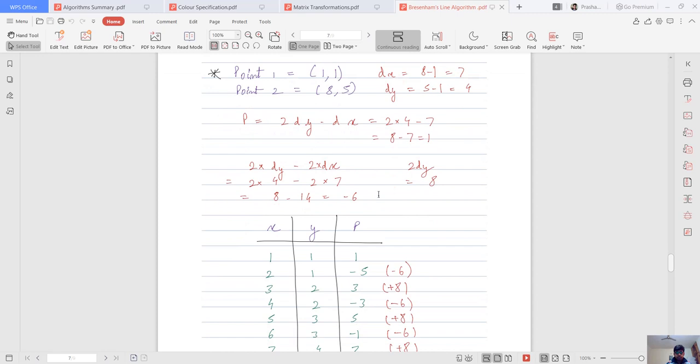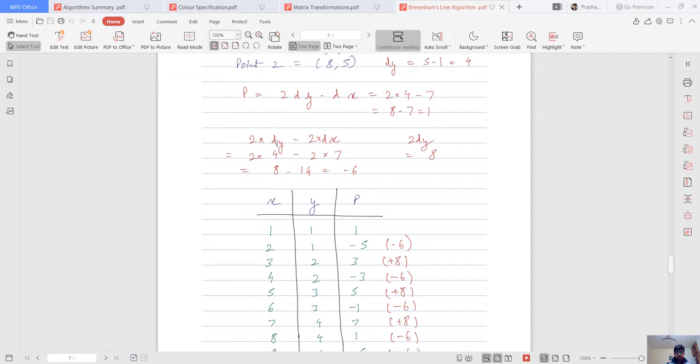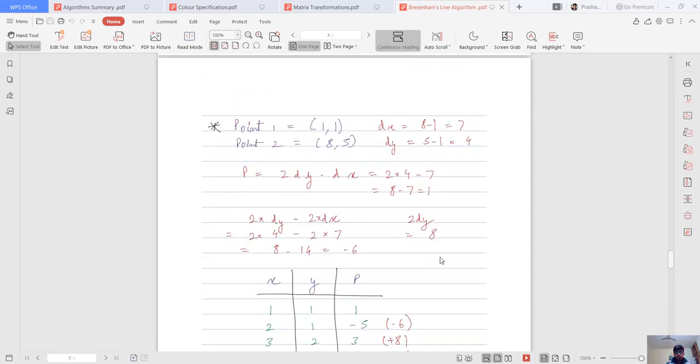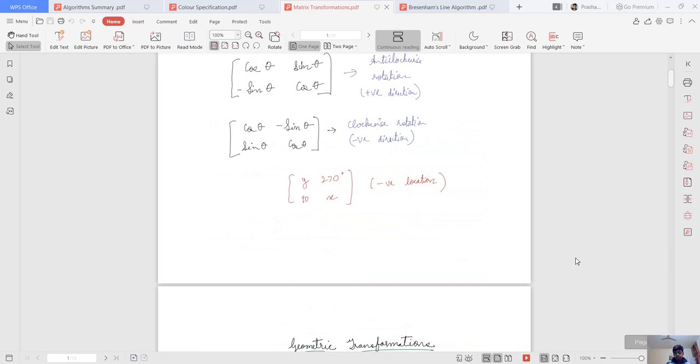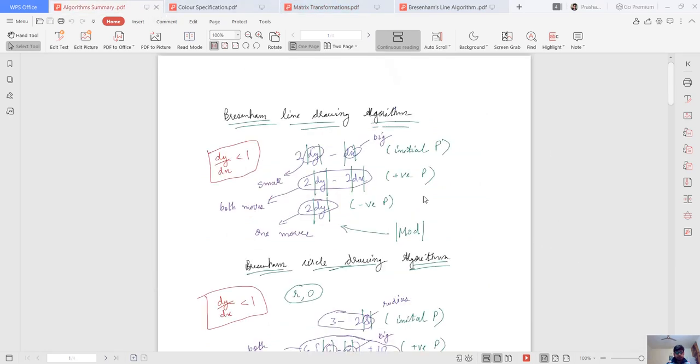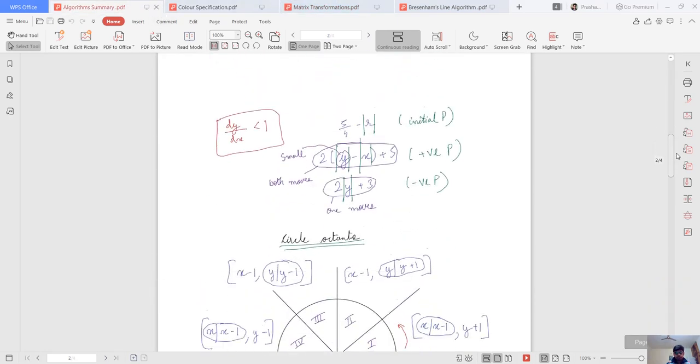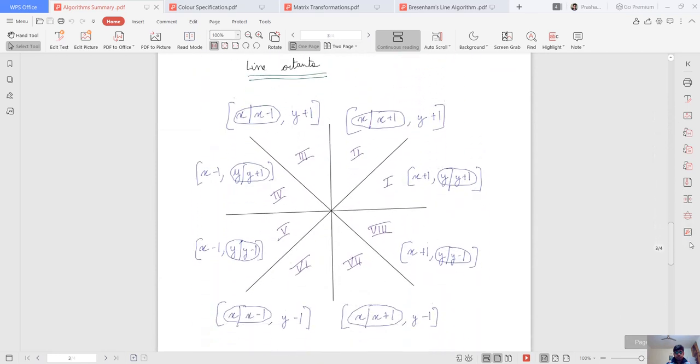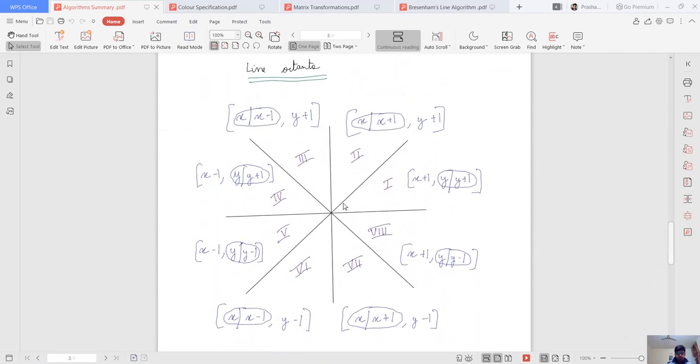So this is our final application of the Bresenham line. Now for that I have to explain what is actually happening right here. For that, let me show you this: line octants. Okay, these are the line octants.